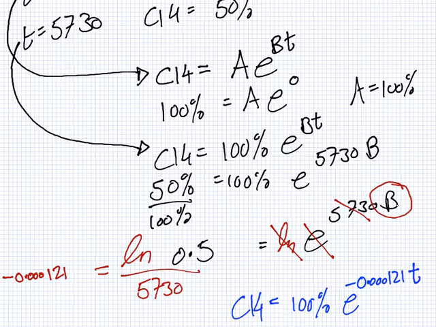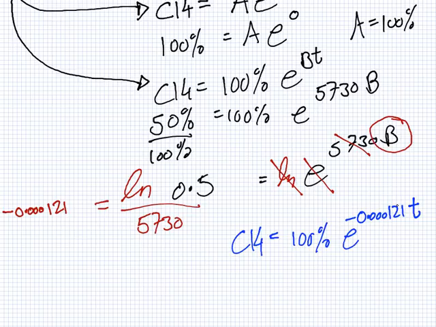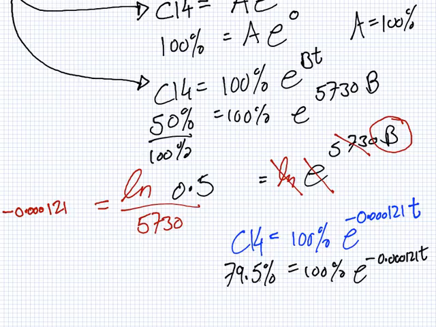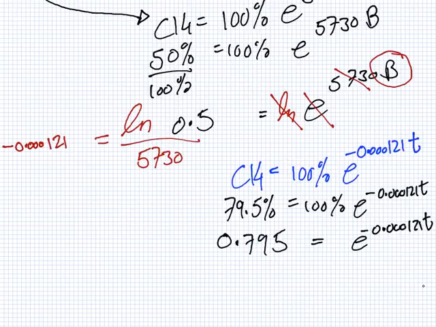Now we need to find T. So how much carbon 14 do I have? 79.5% equals 100% e^(-0.000121t). Divide by 100% and I get 0.795 equals e^(-0.000121t). Okay, next. Log, cancel, and then finally divide by minus 0.000121.